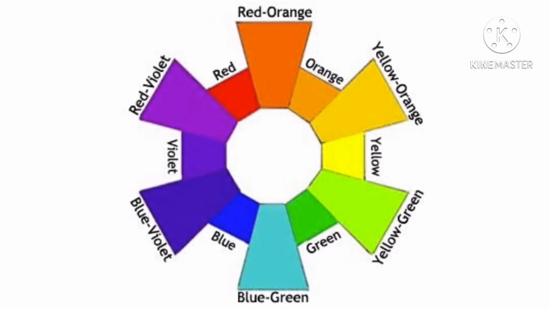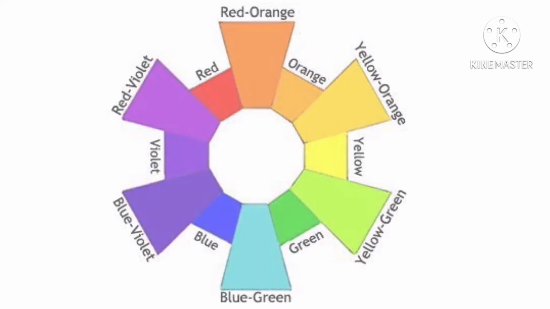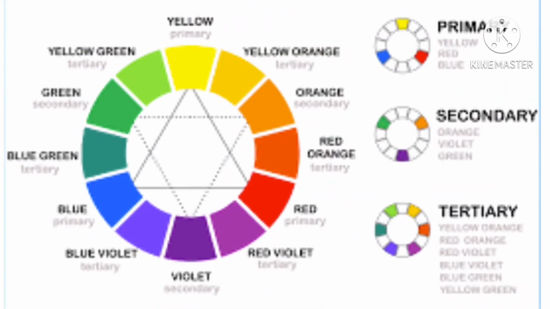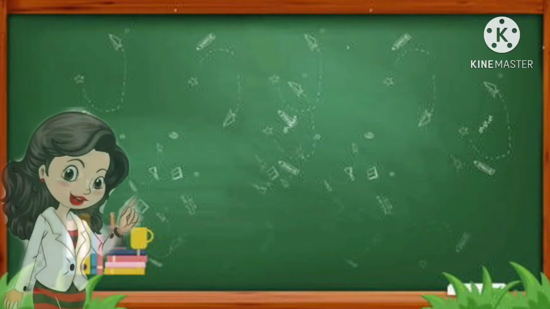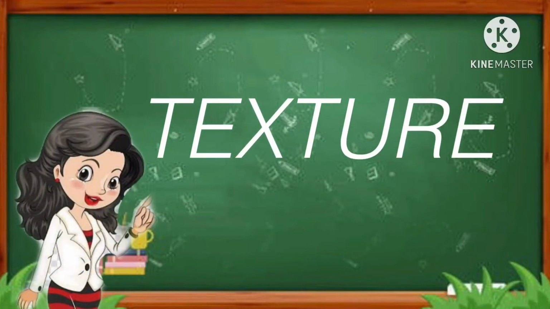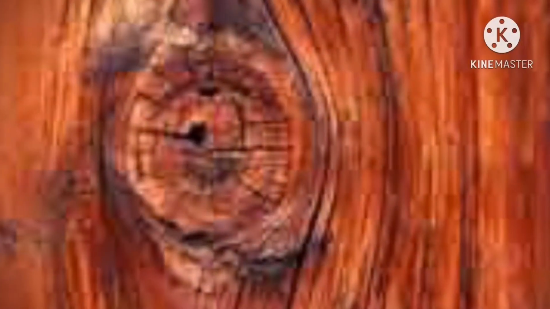Altogether, they form a color wheel. The color wheel organizes color. The circle shows the relationship between the colors. The next element is the texture.